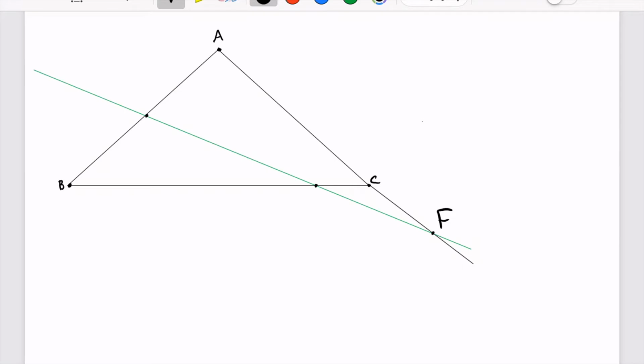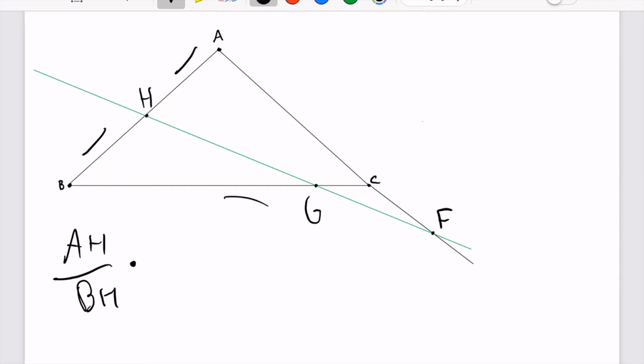This point is F, this point is G, and this point is H. Now, what's the theorem? The theorem says if I take the ratio AH over BH, this is just the ratio that the line here divides side AB into, and multiply this by the ratio for side BC, so that'd be BG over GC.